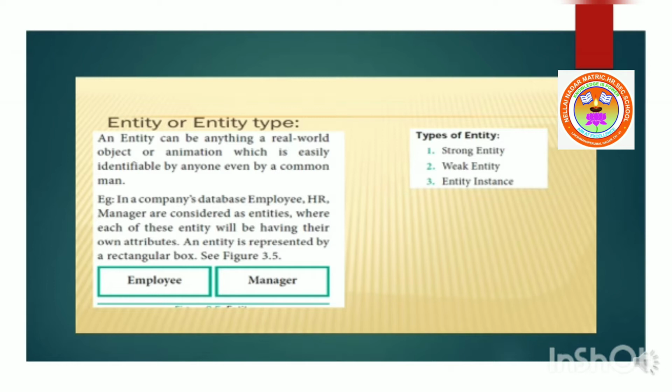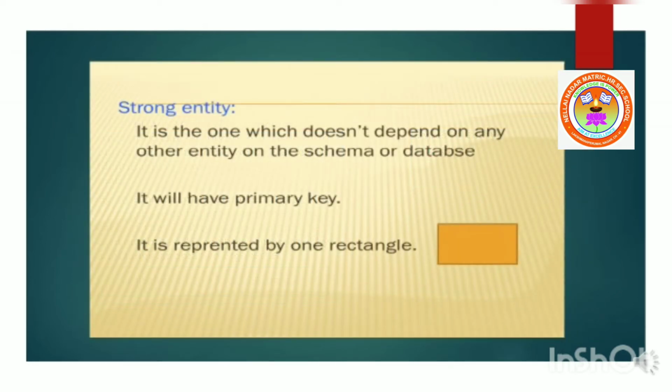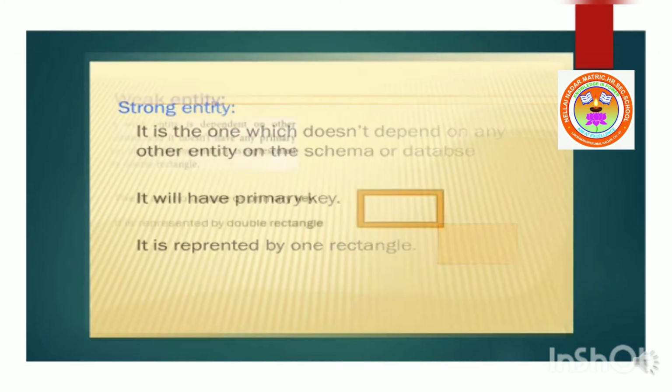There are three types of entity. One is strong entity, weak entity, and entity instance. Strong entity, that means that entity will have primary key. It is represented by one rectangle, like a normal entity. It is the one which doesn't depend on any other entity, on the schema or database. It does not depend on any other entity. It will have primary key. It is represented by one rectangle.